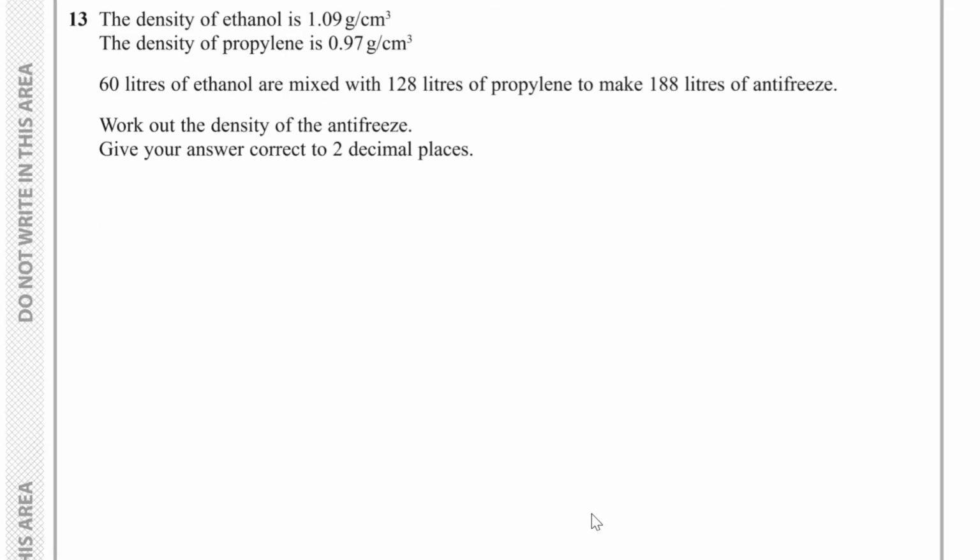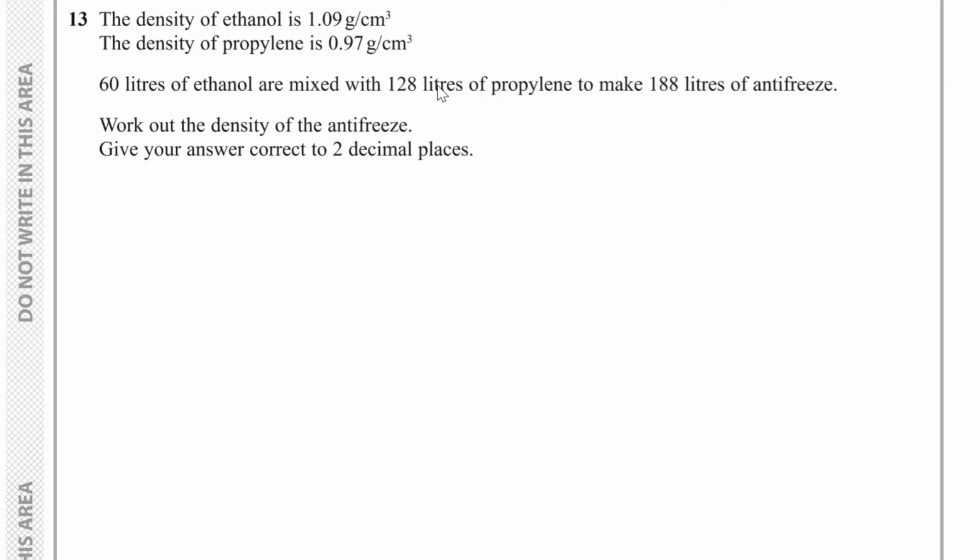Question 13. The density of ethanol is 1.09 grams per centimeters cubed. The density of propanol is 0.97 grams per centimeters cubed. 60 litres of ethanol are mixed with 128 litres of propanol to make 188 litres of antifreeze. You have to work out the density of the antifreeze. Give your answer correct to 2 decimal places.